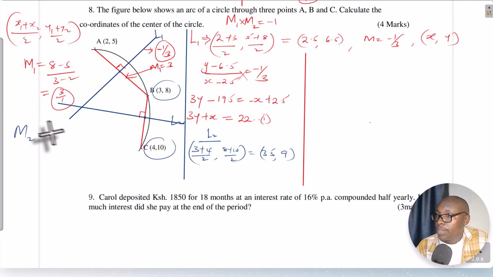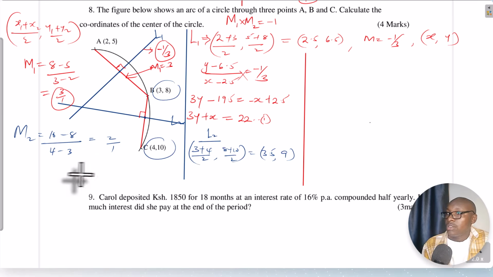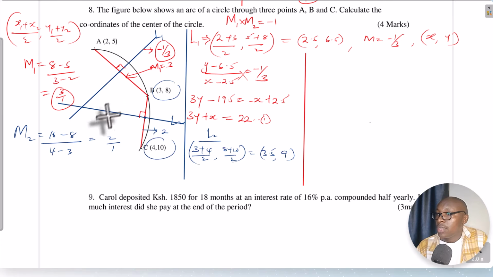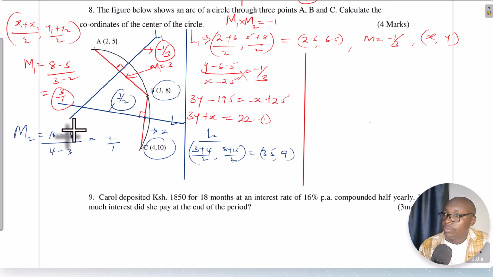Then we get the gradient of that line. Change in y, this is 10 subtract 8. Change in x, 4 subtract 3. So this will give 2 divided by 1. So the gradient of this line therefore is 2. So that means the gradient of this other line should be negative half. Now we should get the equation of the line passing through (3.5, 9) and the other point is (x, y), having the gradient of negative half.